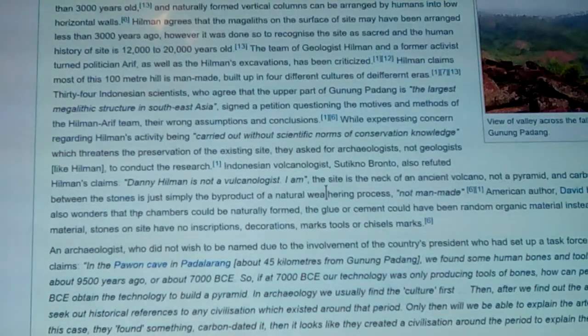I mean, it'd be good to get an idea of whenever that all happened, but that doesn't make it so. He tells you it's the site of a neck of an ancient volcano. It's not even a pyramid, and the carbon dated cement between the stone is simply the byproduct of natural weathering processes, not man-made. So now they're going to have to figure out and do a test again and go back into it. But during the same time now, the little group that runs this is saying that he's wasting time and money, that he could do some other archaeological sites, and they've prematurely now turned him off of the site, right?